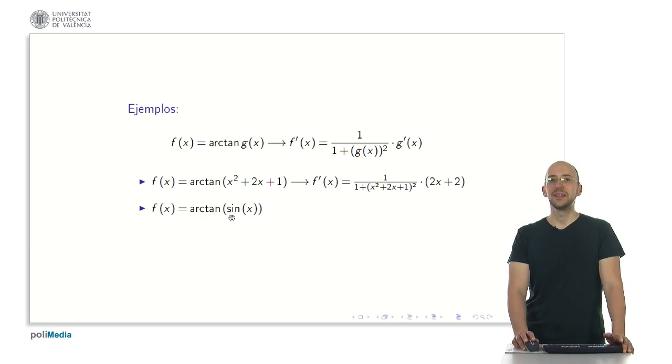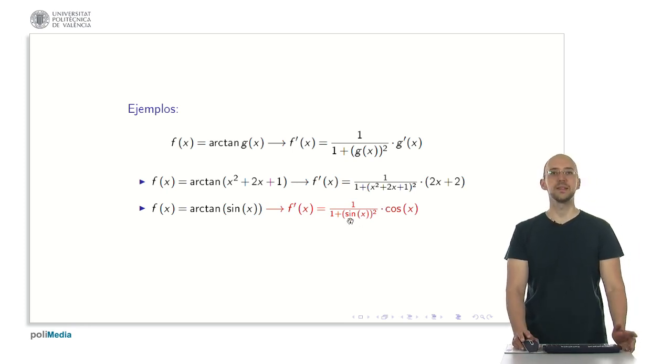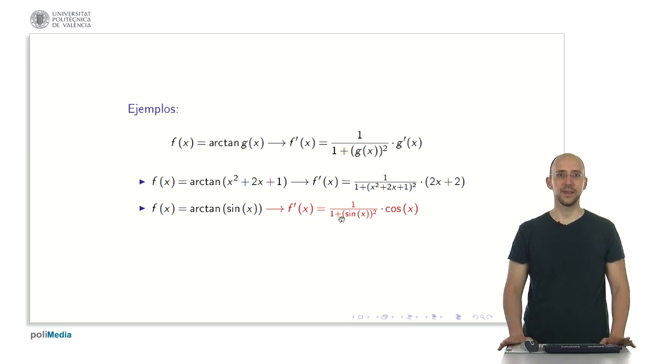What is the derivative of the arctangent of the sine of x? It's very simple. If we identify that g of x is the sine of x, then we would have that the derivative would be 1 divided by 1 plus the sine of x squared. Notice that I take the function that was here and I square it here in the denominator without differentiating it. Then I multiply by the derivative of the sine of x. You should all remember that the derivative of the sine of x is the cosine of x.